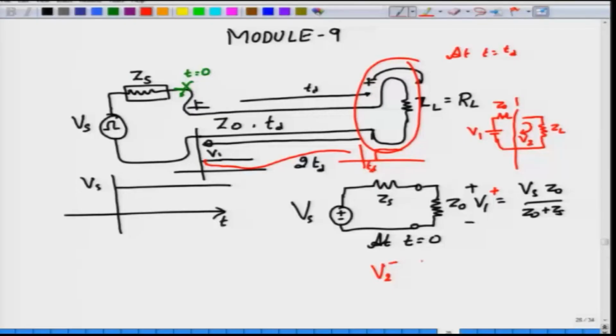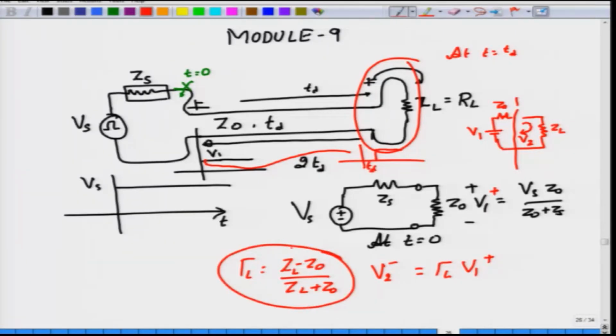So, V2 minus will be given by the load reflection coefficient gamma L times whatever voltage was launched or available at time t equal to Td at the load end, and that is V1 plus. So, V2 minus is gamma L V1 plus. What is gamma L? Gamma L is basically ZL minus Z0 divided by ZL plus Z0. This number can be positive or negative, and it is a real number now, because we have assumed resistive termination as well as a lossless transmission line, which means the characteristic impedance is also real.